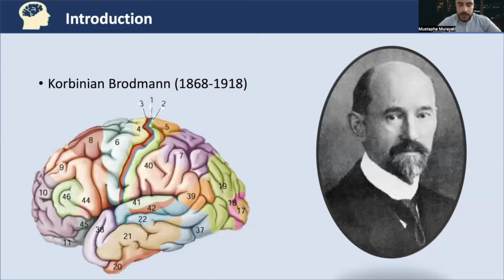So an introduction about this topic, the Brodmann areas. As we can see here in this figure of the brain surface, there are 47 Brodmann areas. The neurologist who discovered it, Corbinian Brodmann, he's a German neurologist, he described 47 Brodmann areas in the cerebral cortex, and indeed he depended on the cell type and the thickness of the cerebral cortex in deciding and enumerating them.